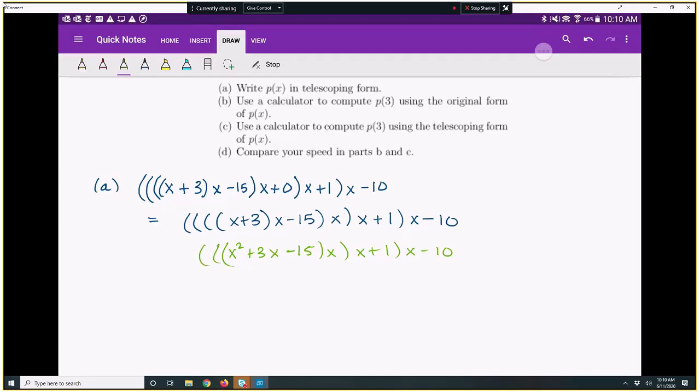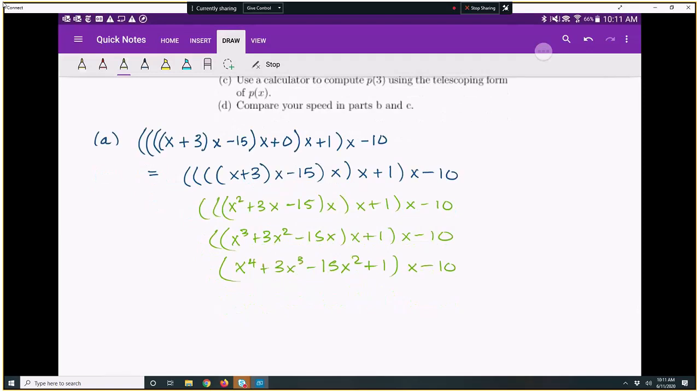And then the next step, multiply the x in here. I get x cubed plus 3x squared minus 15x. Then multiply in one more x. I'd have x to the power 4 plus 3x cubed minus 15x squared plus x. And then finally multiply in the last x: x to the power 5 plus 3x to the power 4 minus 15x to the power 3 plus x minus 10.